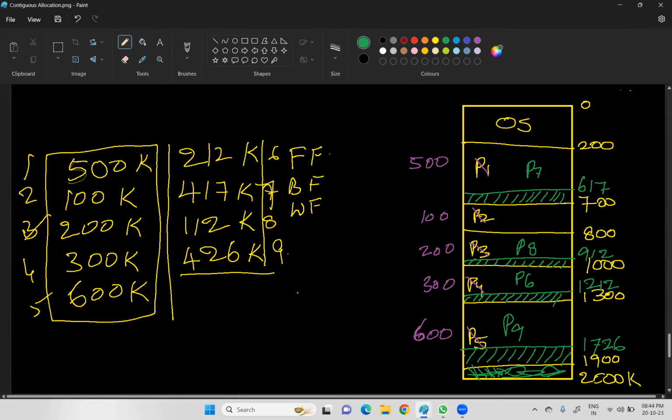Let me repeat. First fit means allocate the first hole that is big enough. Worst fit means allocate the largest hole that can fit. Best fit means allocate the smallest hole that is big enough to allocate. In first fit and worst fit, internal fragmentation will be very high, whereas in best fit, internal fragmentation for the holes will be very, very low. So that's what we need to understand.